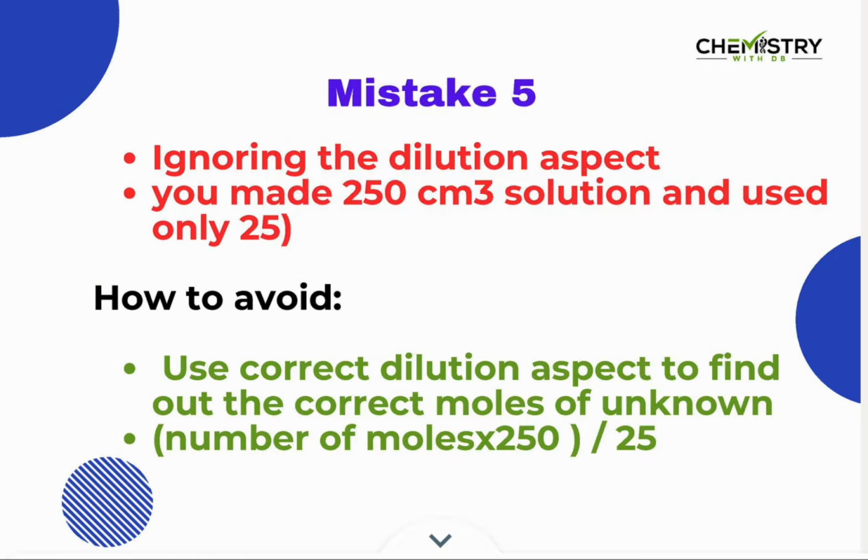The fifth mistake that students make: if you made a solution of 250 cm³ and then ended up using only 25, remember that the titration has used only 1/10 of the original volume. Therefore, when you arrive at the number of moles, you must multiply by 10 to get the number of moles in the original 250 cm³ solution.